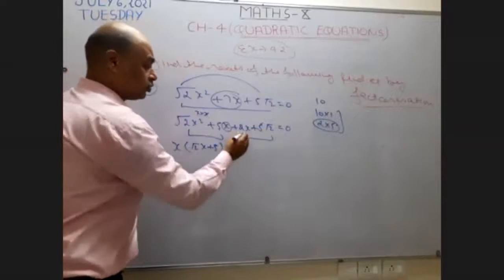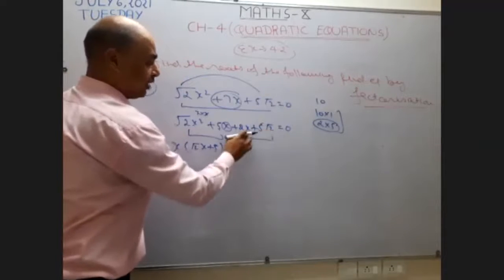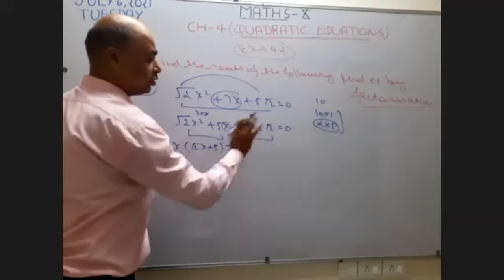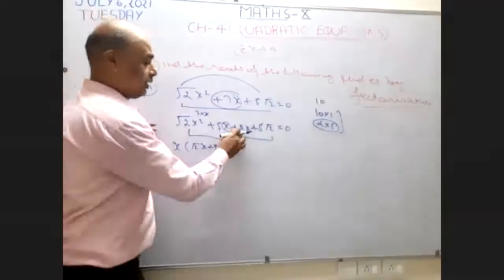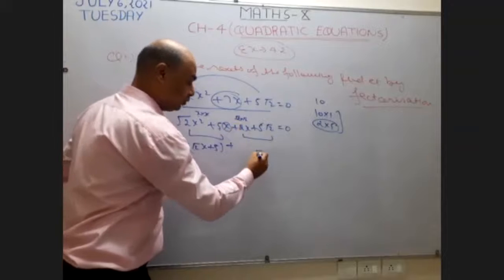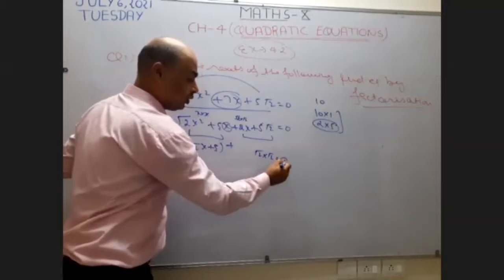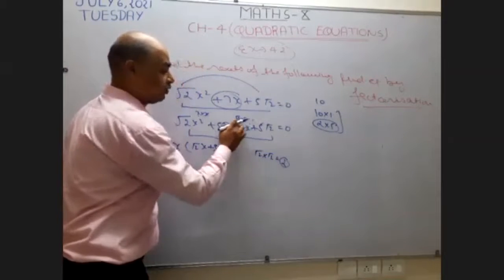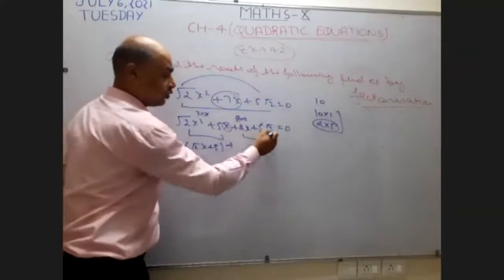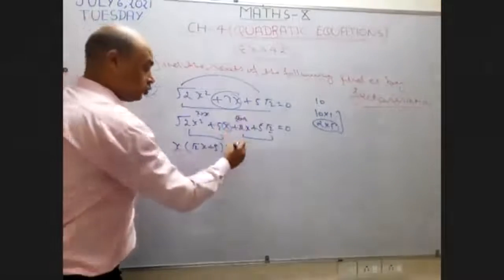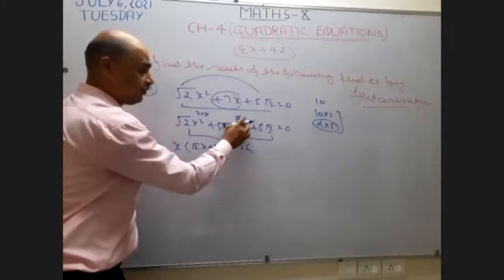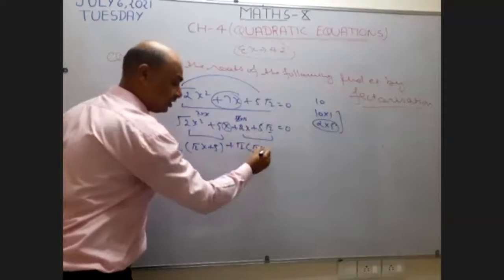In the second pair, what is common? I want to check the variable part. Here x is there, but in the second part, x is not there. It means x is not common. But 2 is there. Can I write 2 as root 2 into root 2? As you know, root 2 into root 2 equal to 2. So instead of 2, I can write root 2 into root 2. After writing root 2 into root 2, now see what is common. Root 2 and root 2 is common. I take root 2 common. When I take root 2 common, what is left? Root 2 and x is there.